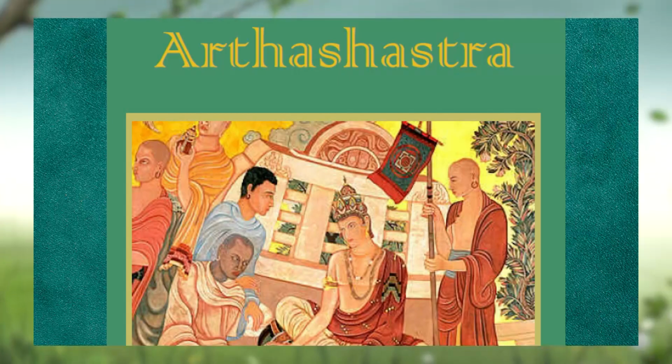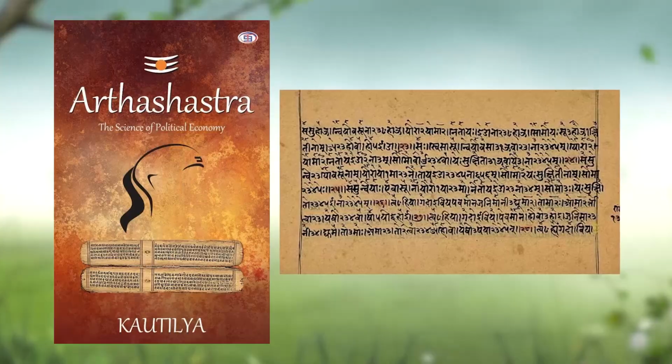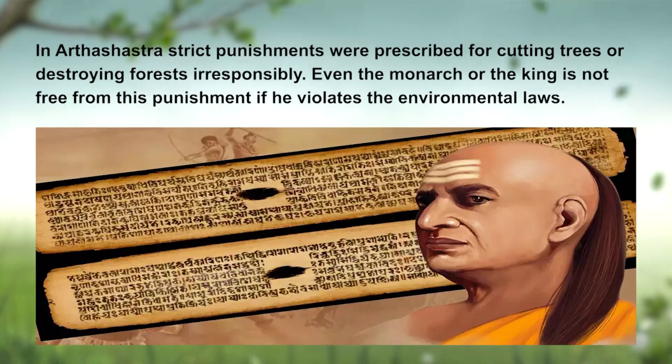The Arthashastra is speculated to have been composed during the Mauryan age, although it is debatable whether Chanakya, the Prime Minister of Chandragupta Maurya, composed it or not. But it is said that it was composed over several ages, and by the 1st century CE it was complete. The Arthashastra is a very good text that highlights established customs and how scientific they were. In it, strict punishments were prescribed for those who cut trees or destroy forests irresponsibly.